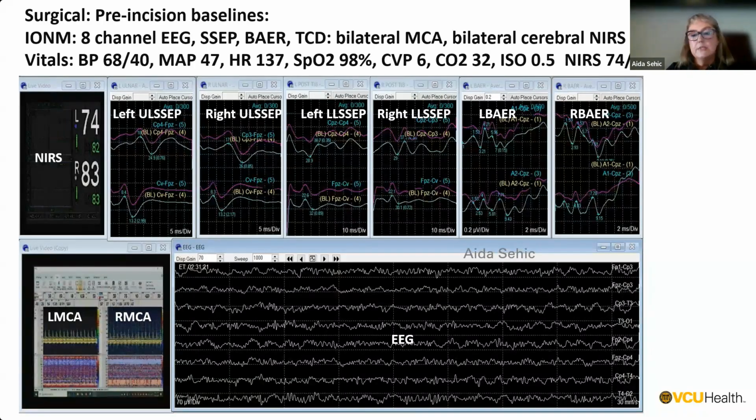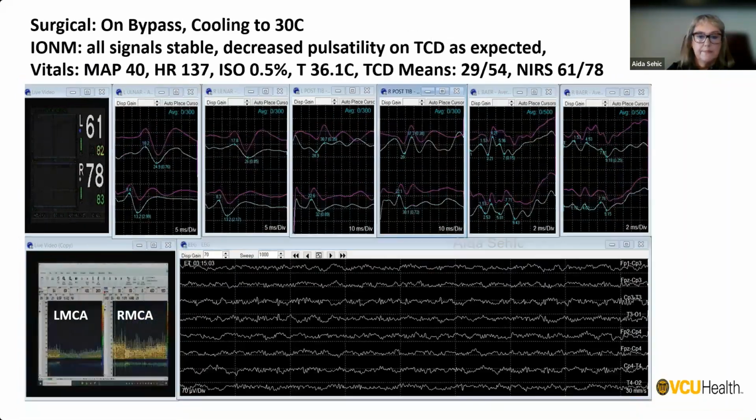First slide are pre-incision EEG and evoked potential baselines collected on Cadwell Pro 32 neuromonitoring system with imported live video of TCD and NIRS in real-time recordings transmitted through specialized video sources. Baselines consist of 8-channel EEG, upper and lower SSEPs, brainstem auditory evoked responses, bilateral transcranial Doppler for left and right middle cerebral artery, and bilateral cerebral near-infrared spectroscopy. All these baselines were within normal limits, as well as vital signs at the baselines.